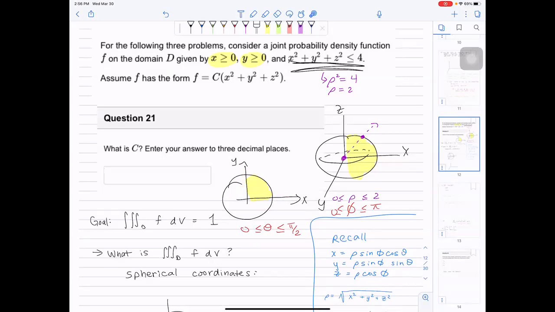Are the lower bounds for rho always 0? Not necessarily, but most of the time, yeah, they start with 0. But like this question that Ananya suggested, rho would start at this other sphere, not at 0.